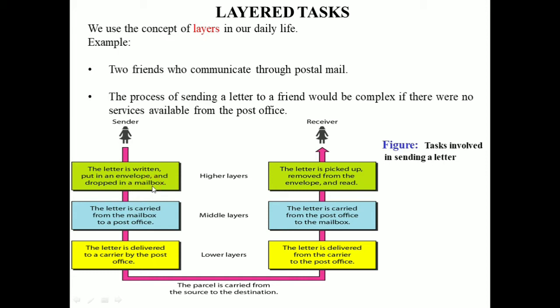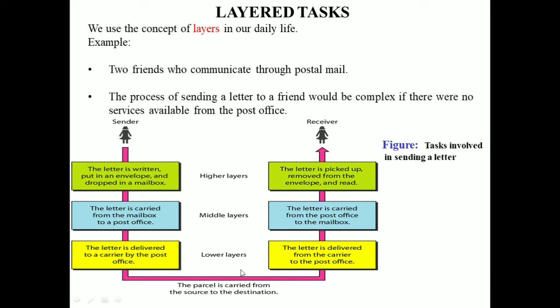After dropping the letter into the local mailbox, the letter is carried from the mailbox to the post office. From the post office, the letter is delivered to the carrier. Let us say there is a postman. The letter is delivered to the carrier by the post office. Now what is this carrier going to do? The parcel is carried from the source to the destination via the postman.